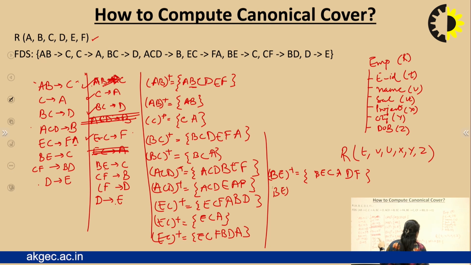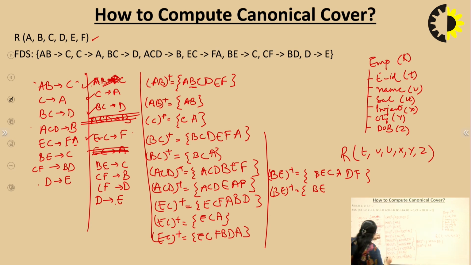Again compute BE by hiding it. Now from BE we find out BE. Now from E, no, we cannot find out anything. From B alone, nothing we are able to find. No. So this one is also essential.